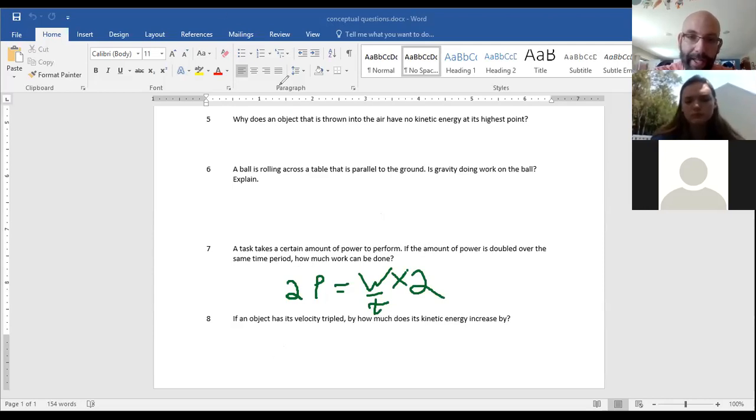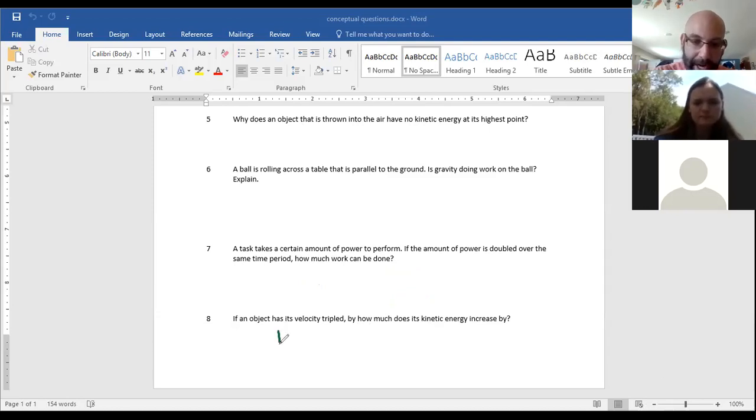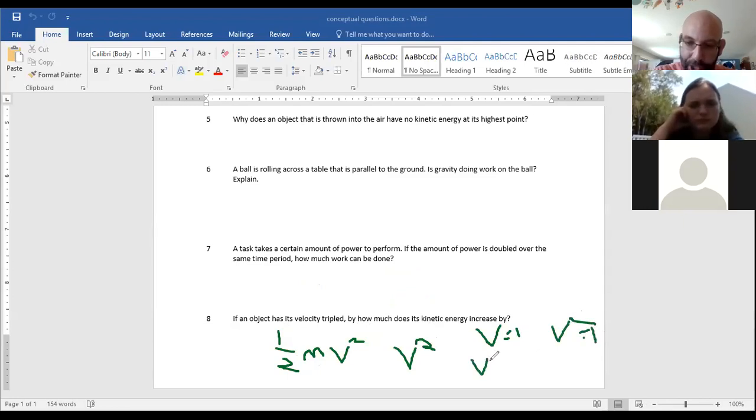And then last but not least, if an object has its velocity tripled, by how much does its kinetic energy increase? It is 9 times. The formula for kinetic energy is 1/2 mv squared. Ignore the half, ignore the m. It's v squared we're looking at. So let's do it like this. If v equals 1, then v squared is also 1. If we triple v, v equals 3, then v squared is now 9.